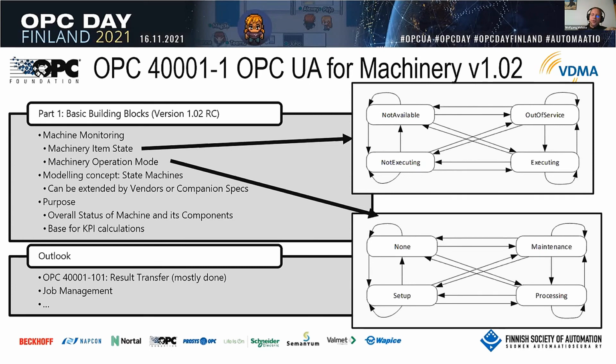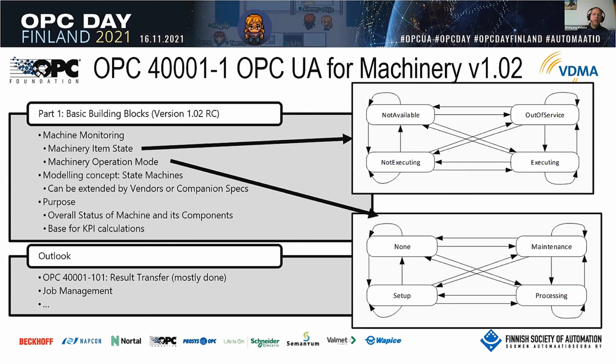So this is what's in the release candidate. As an outlook, we're already almost done with something which will not be a new version, but a new part of the specification, on result transfer. So if you have potentially larger results to transfer that would just not fit into a variable, and you need to do some calculations around that, this is addressed by the result transfer.